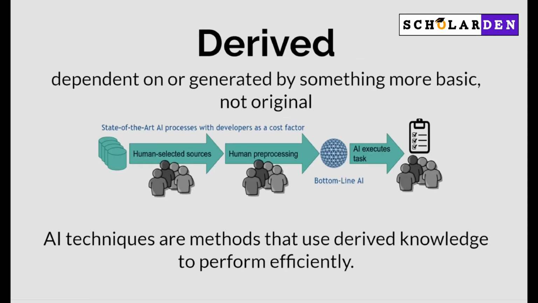Derived. This means dependent on or generated by something more basic, not original. So it's coming from somewhere else. AI techniques are methods that use derived knowledge to perform efficiently. Or it could be something more physical, like this fuel is derived from plants. It comes from them.